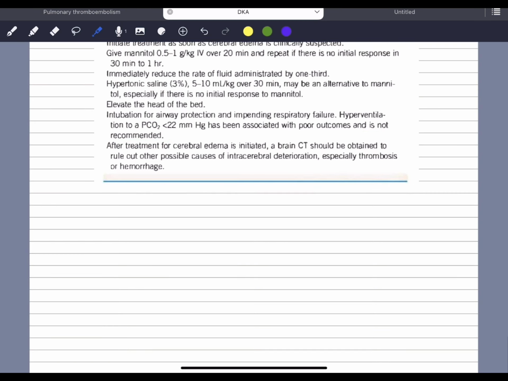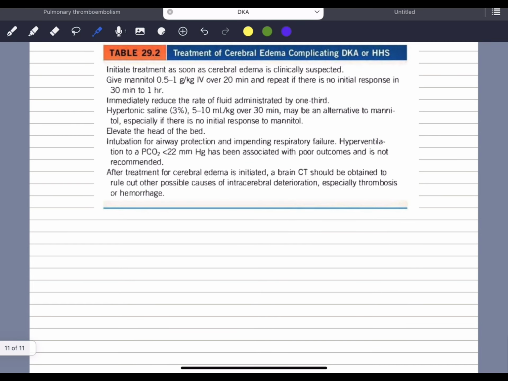After treatment for cerebral edema is initiated, a brain CT should be obtained to rule out other possible causes of intracerebral deterioration, especially thrombus or hemorrhage. So this was the management of DKA. Thank you.